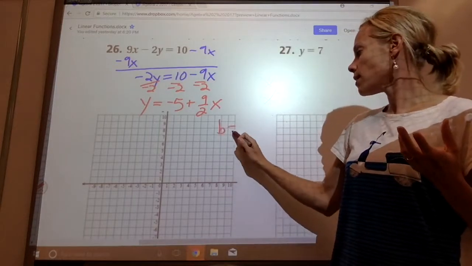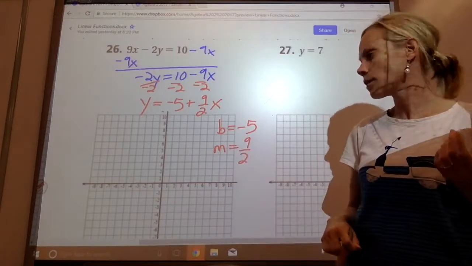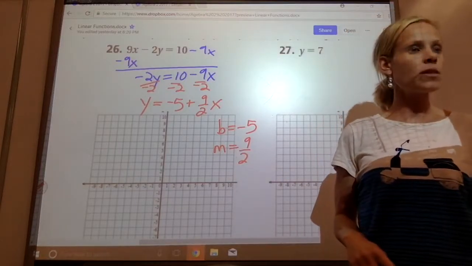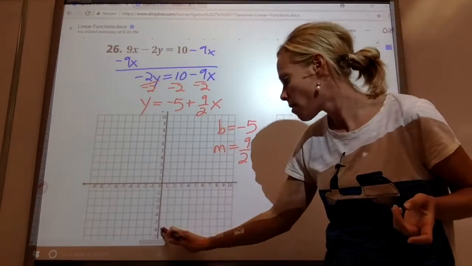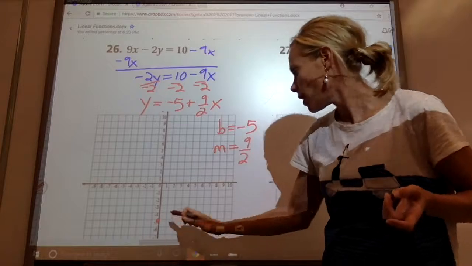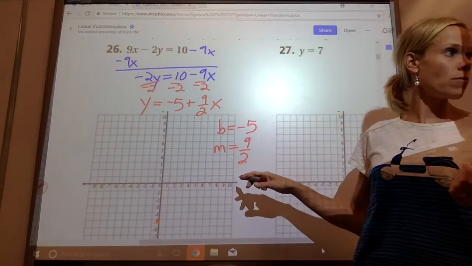So my b is -5. My m is 9/2. So graph it. Which one first? The b, the y-intercept. Go down 5. And then it's both positive, so I'm going to go up 9, right 2.